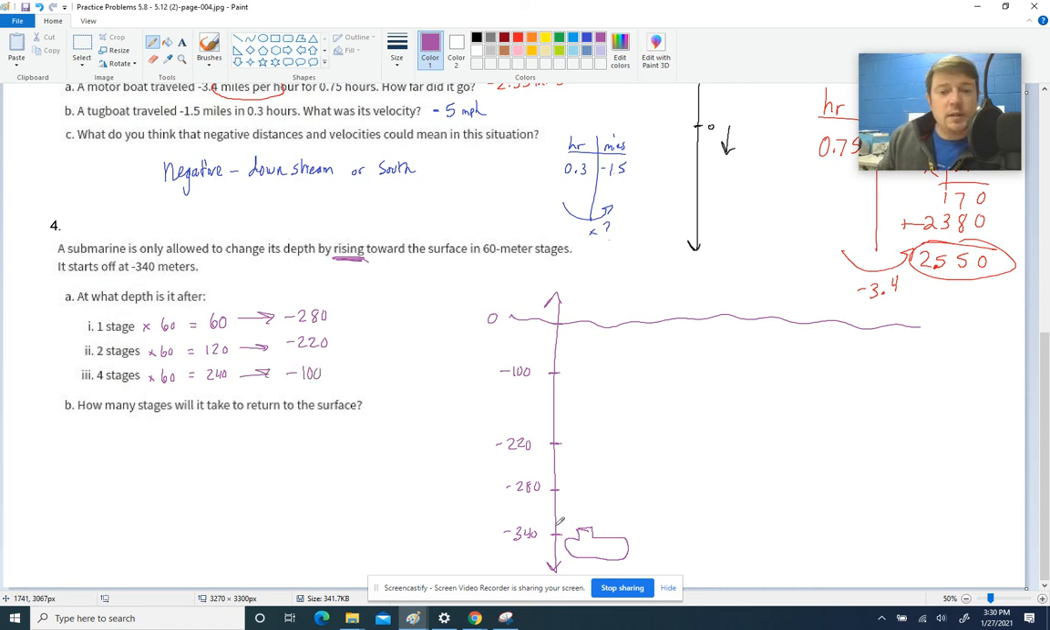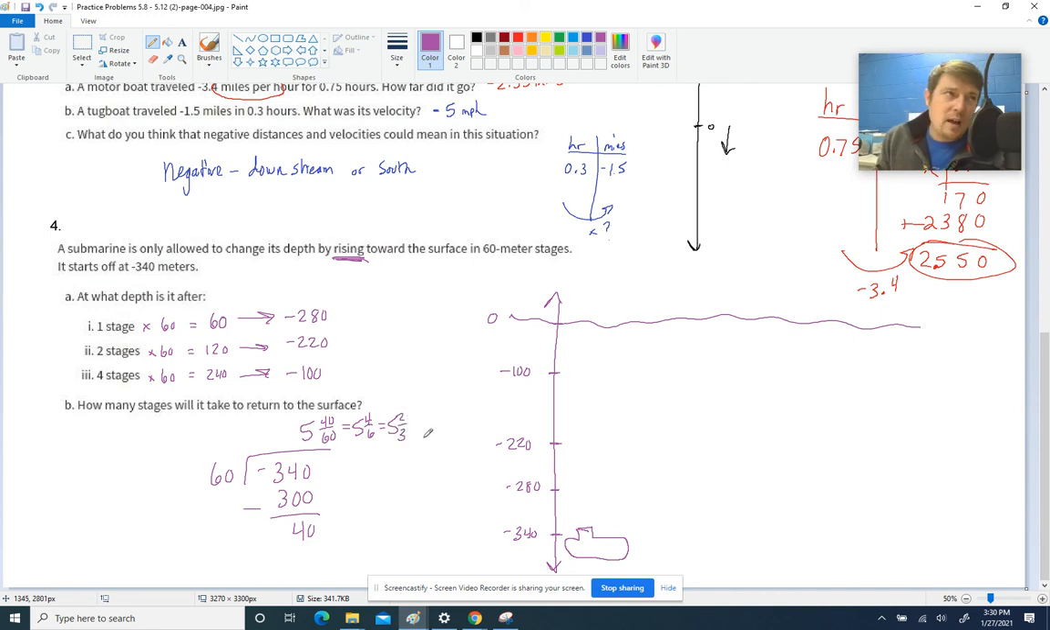But if I want to know how many it's going to take to get to the surface, I'm essentially doing negative 340 divided by these 60 stages, right? And so 60 going into that, it won't go into 34. So we got to do the 340. And I know that 60 times 5 is 300. So I'm going to do that, 5. And I'm going to have a remainder, right? I got 40 left over. So 5 and 40/60ths, or 5 and 4/6, or 5 and 2/3.